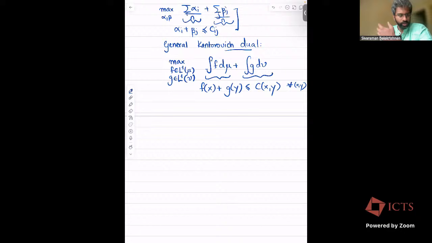Okay, so this is the Kantorovich dual in general. Let me pause for a second. I'm not going to actually derive it. It needs a little bit of care, but you should think of it as the analogous thing that we did in the discrete case, which will exactly map the first dual to the second one. Everyone okay so far?